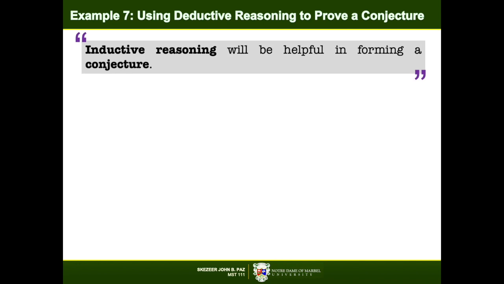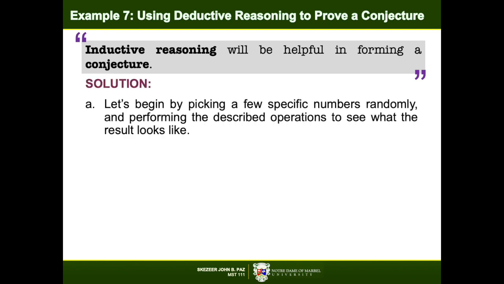Inductive reasoning will be helpful in forming a conjecture. So our solution, by using inductive reasoning, letter A. Let's begin by picking a few specific numbers randomly. So we're going to pick a specific number and perform the described operations to see what the result looks like.